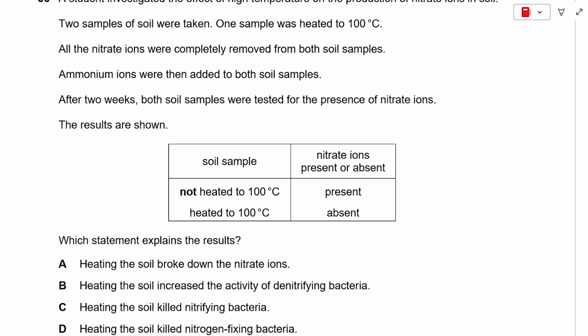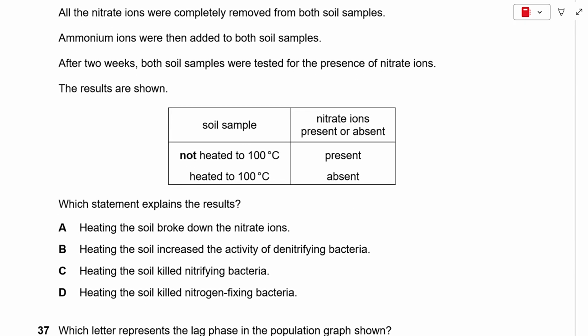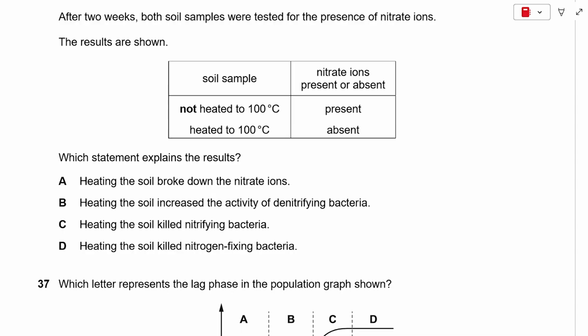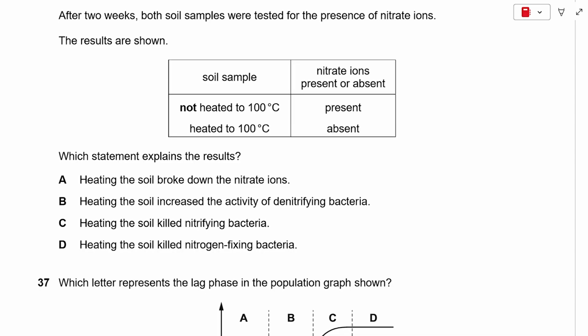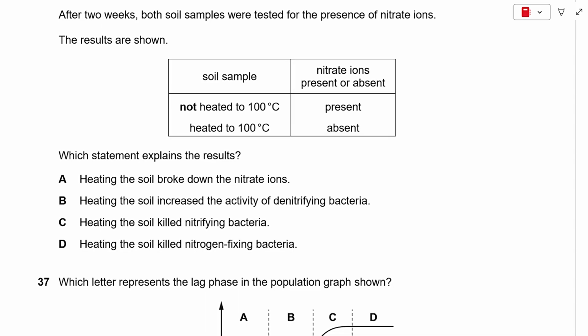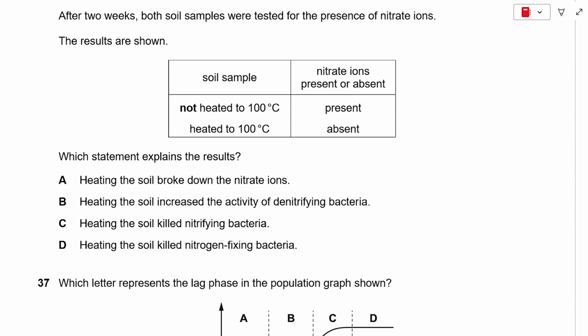Soil sample not heated to 100 degrees centigrade, ammonium was present, nitrate ions present. And soil sample heated to 100 degrees, nitrate ions are absent. Which statement explains the results? Okay, heating the soil broke down the nitrate ions. Heating the soil increased activity of denitrifying bacteria. Heating the soil killed nitrifying bacteria. Heating the soil killed nitrogen fixing bacteria. Alright, heating the soil killed nitrifying bacteria.